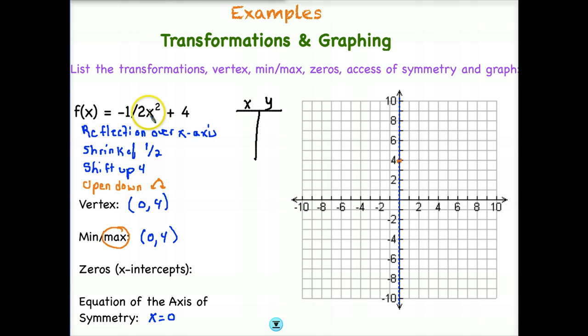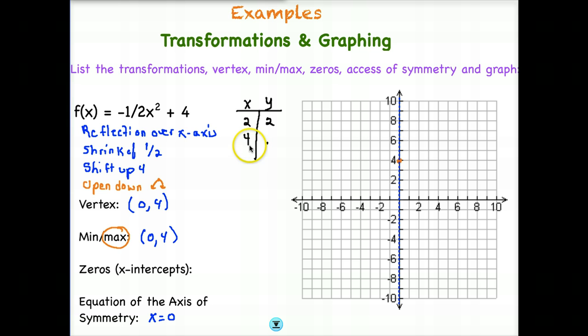And then when I look at this, I think, 1 squared is 1. 1 times negative 1/2 is negative 1/2, and then I have to add a negative 1/2 to 4, which can be done, but I think I'd rather have it come out even. So I'm going to use 2, because 2 squared is 4. 4 times negative 1/2 is negative 4/2, which is negative 2, and negative 2 plus 4 is just 2.